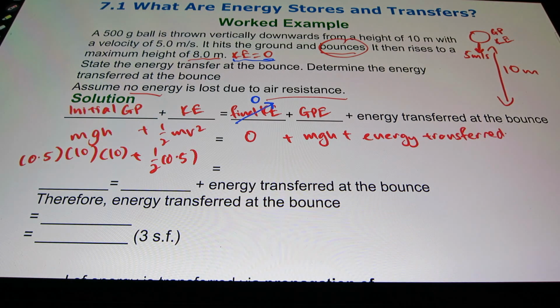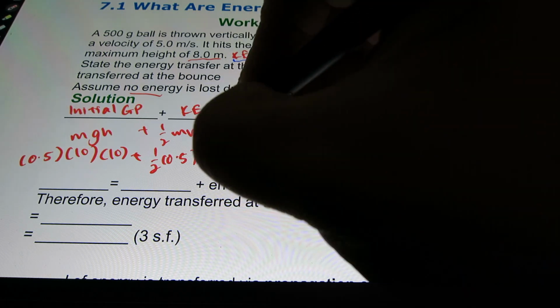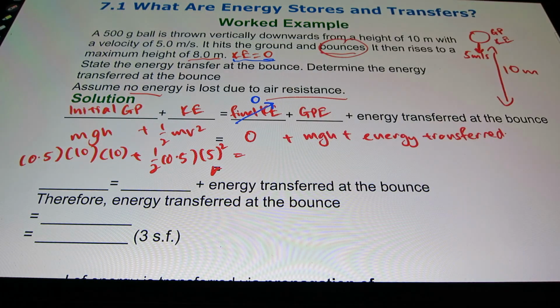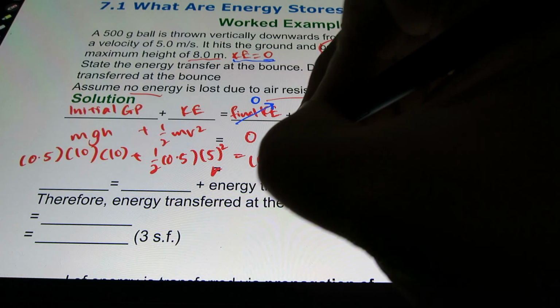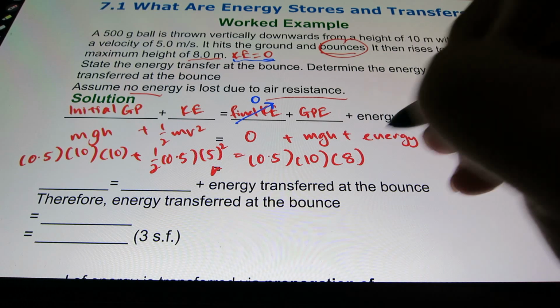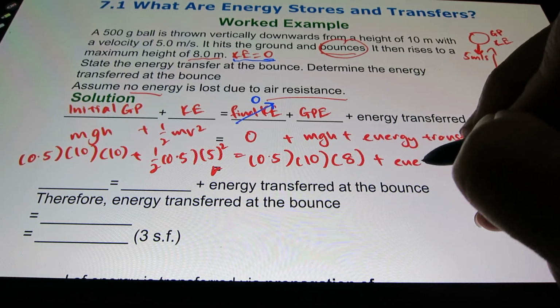Let me just do this calculation. This is 0.5. The gravitational field strength was 10. The height was 10, plus half mv squared, half 0.5. My velocity is what it was launched at, 5. So 5 squared, that's the amount of energy I have. Equal to, the final KE is 0, I'm not going to write that down. mgh, which is 0.5 times g, 10, times the height, 8, plus the energy transfer at the bounce.